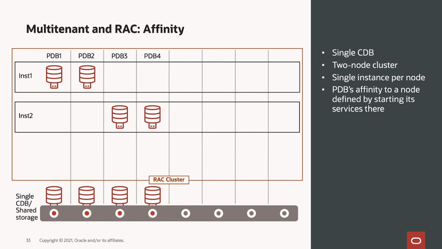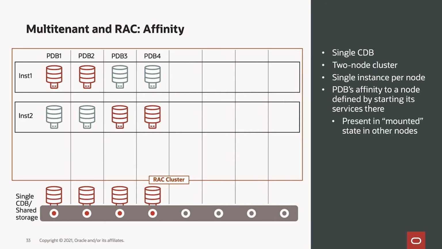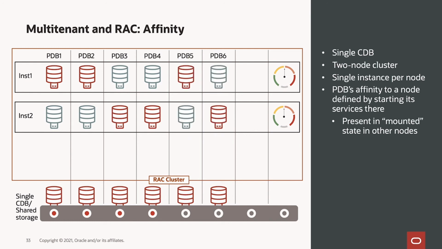What about the other nodes? Basically, each PDB is visible in every node of the cluster. However, in nodes in which it is not open, it will be seen in mounted state, which is about as closed as you can get. And with this configuration, we've got a pretty nicely balanced cluster. The resource meters on the right here show a comfortable load on each node. So far, so good. But now, let's add a couple more PDBs to the cluster. We'll open PDB 5 in node 1 and PDB 6 in node 2.